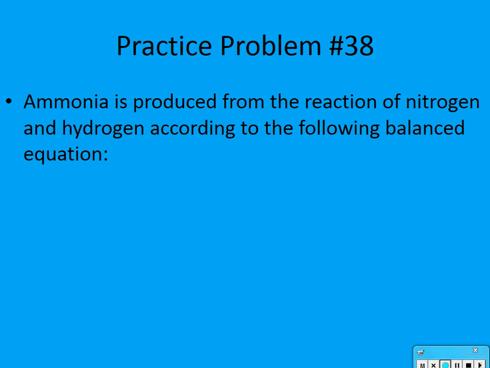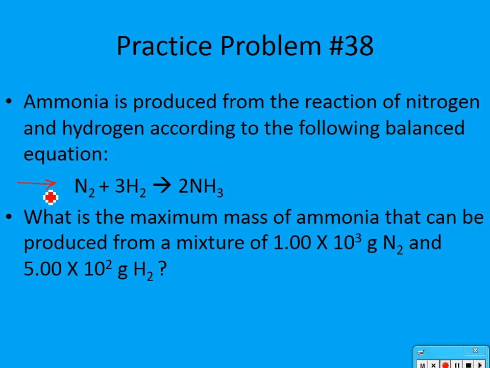Here we go. It says ammonia is produced from the reaction of nitrogen and hydrogen according to the following balanced chemical equation. This is a very famous reaction. We make ammonia, a nitrogen product that we can use in a lot of different applications. It says, what is the maximum mass of ammonia that can be produced from a mixture of 1 times 10 to the third grams of nitrogen and 5 times 10 to the second grams of hydrogen.